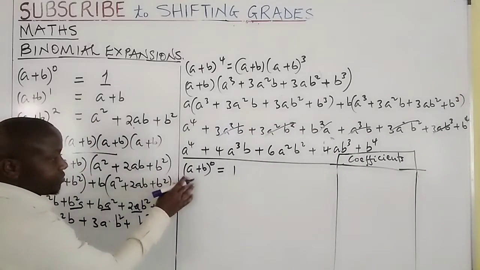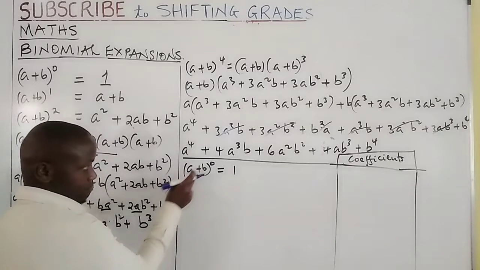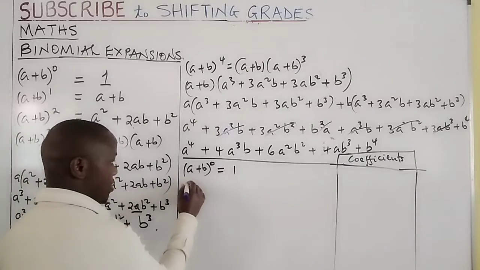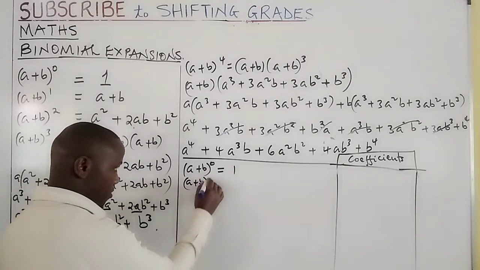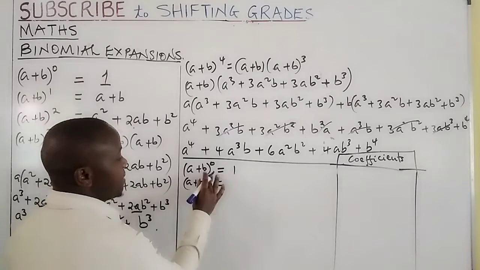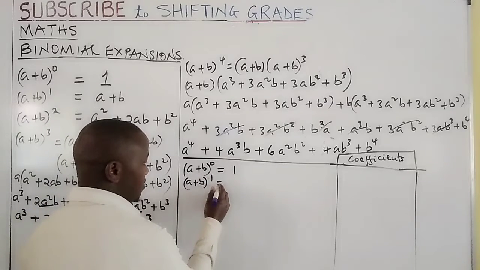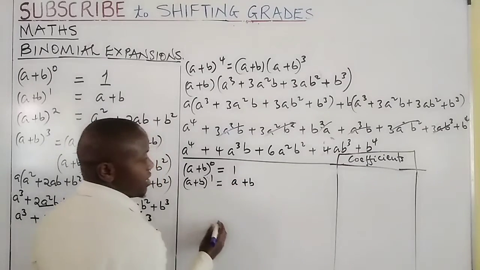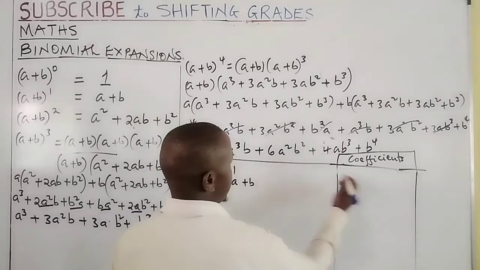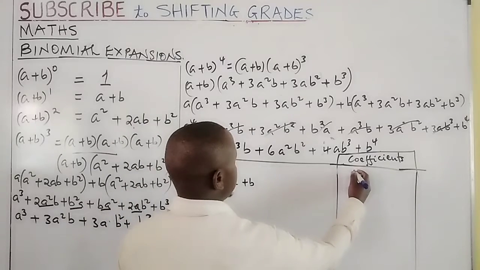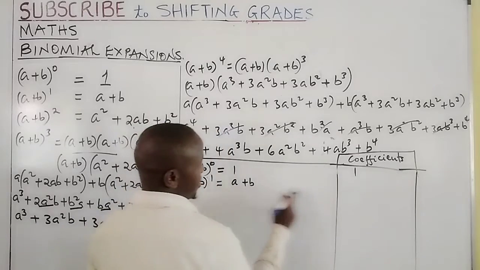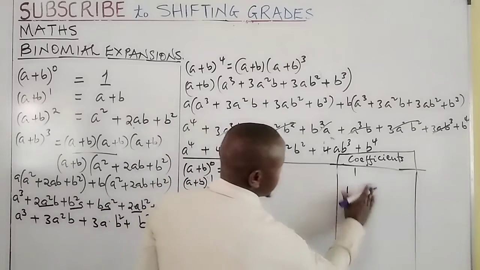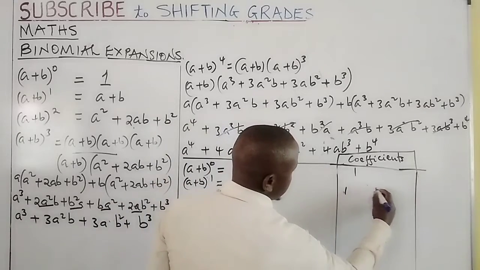So we have power 0, we have one term, and the answer is just 1. So a plus b raised to power 1, we said it remains itself. Therefore, it's just a plus b. And the coefficient here is just 1, but the coefficients here for a and b, they are 1, 1.